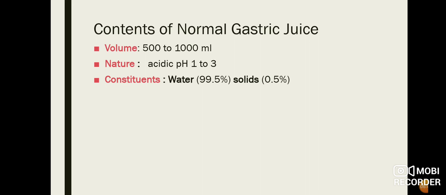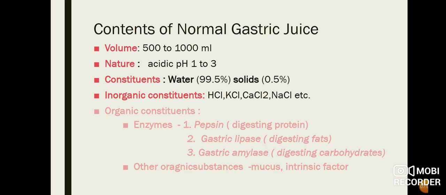The constituents of gastric juice are water and solid. The water is in the majority, 99.5%, and solid is 0.5%. Under the solid there are inorganic constituents, and the substances in inorganic constituents are HCl, KCl, CaCl2, NaCl, etc.